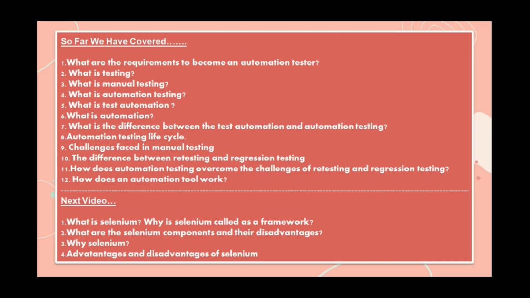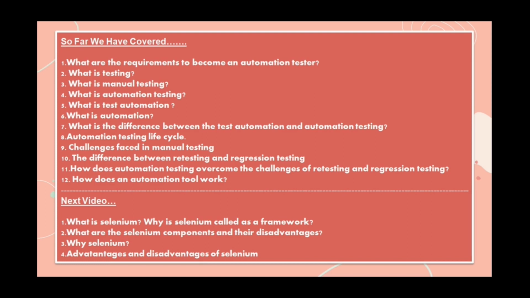So far we have covered what are the requirements to become an automation tester. That is, you must know manual testing and have some technical skills also as an automation tester. You need to know the business requirements and different methodologies used in the companies. Then we have studied what is testing. Testing can be done in two types, that is the manual testing and the automation testing. Then I have explained what is automation testing and test automation, the difference between the two.